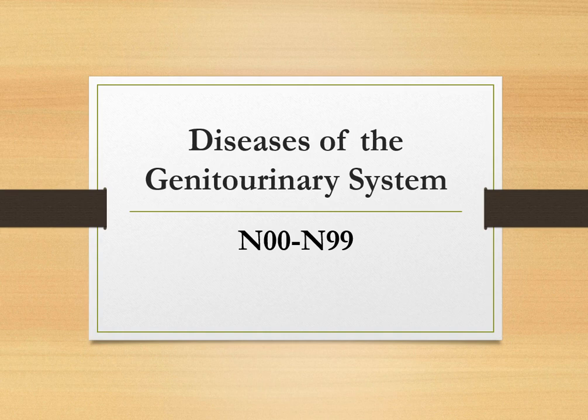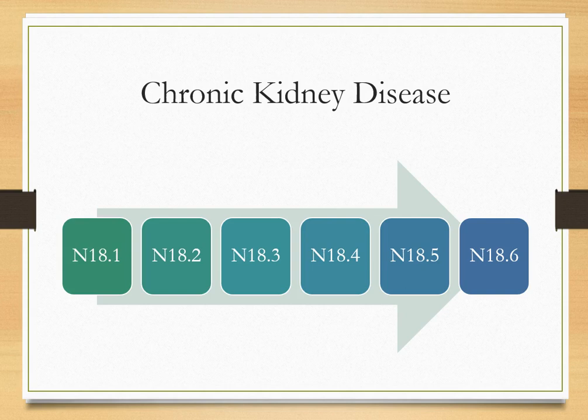Guys, we are in chapter 14, and remember there are 21 chapters in the ICD-10-CM tabular list, and not all 21 chapters have guidelines. So chapter 14, diseases of the genitourinary system, code family N00 through N99. Our guidelines here focus 100% on chronic kidney disease.